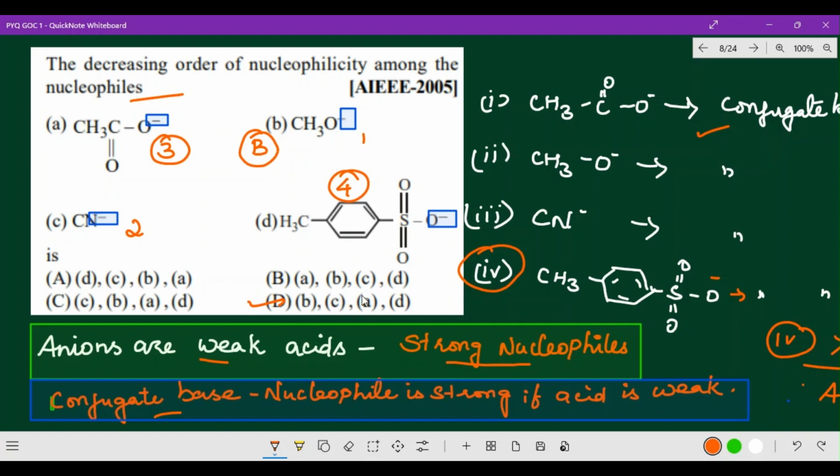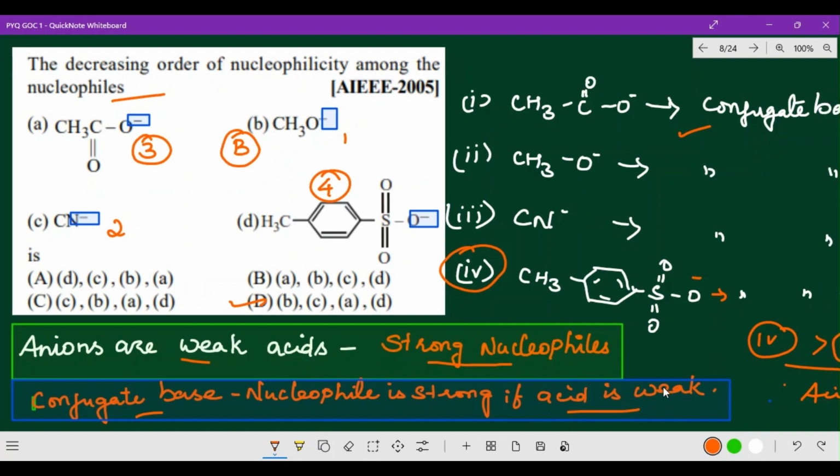I hope you got the two points mainly here. If they give questions with anions like this, anions are weak acids, but they are strong nucleophiles. Another point, anions are usually conjugate bases. So nucleophiles are strong if the acid is weak.